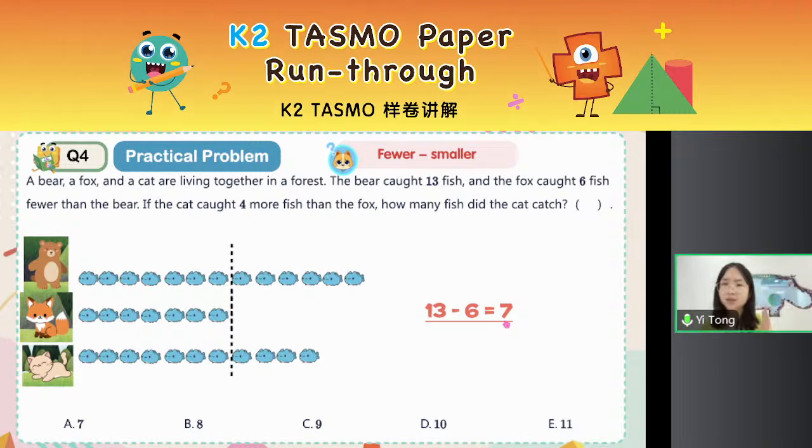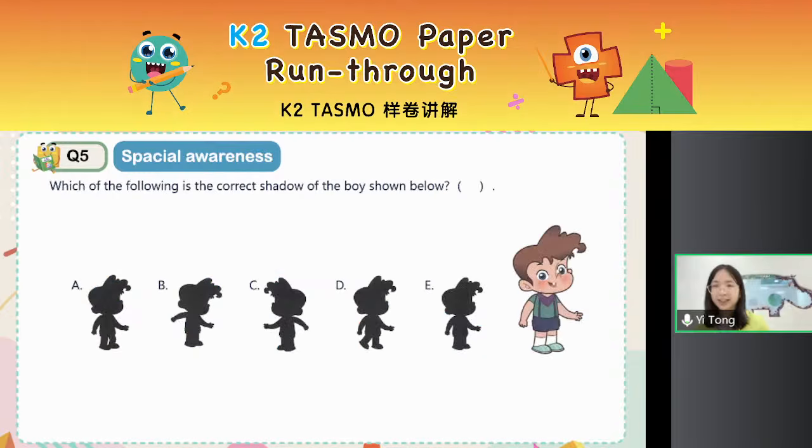So how many does the fox have? Yes, we just got it. So it's 7. And 7, we get 4 more. That means plus or minus. Type in the chat. Means plus. Plus 4, 7 plus 4 equals to 11. Now, which one is my answer? Can you type in the chat? Yes, it is our E. So, let's circle E.